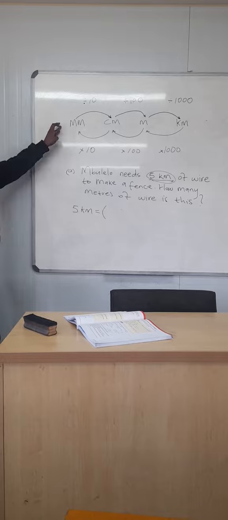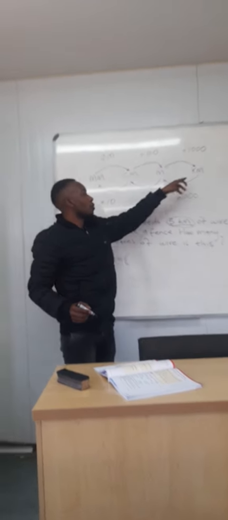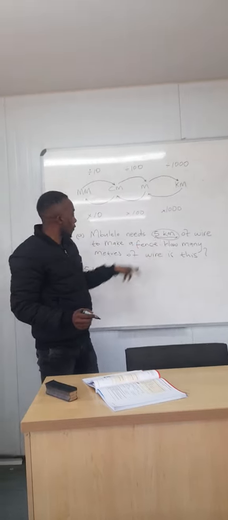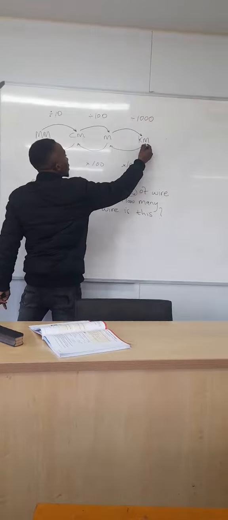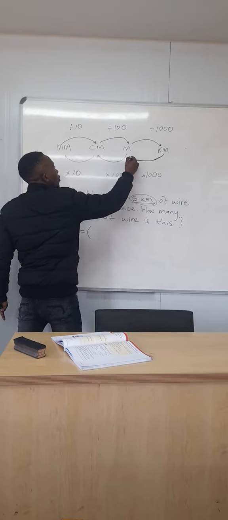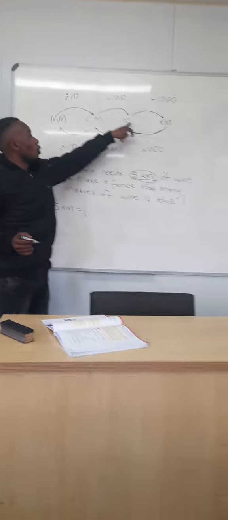Now we go to our diagram. So if we look at our diagram, we need to check the arrows. We're moving from a kilometer to a meter. So we're going to use this arrow from here to here. So we're moving from a kilometer to a meter.